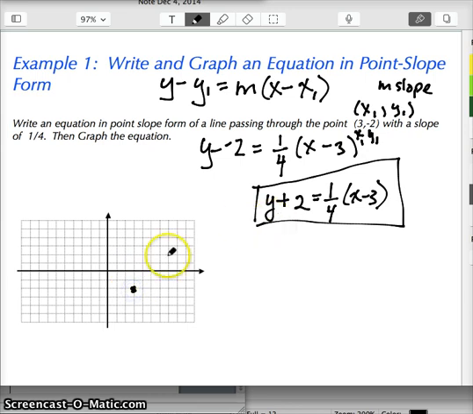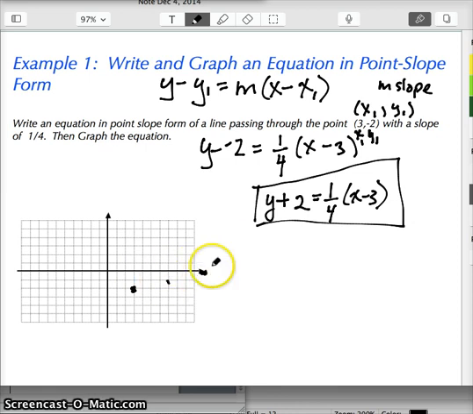If I have any point, not just a y-intercept, but any point, I can go ahead and whittle my way through by thinking about slope as rise over run. So I'm going to rise 1, run 4. So up 1 over 4, up 1 over 4.